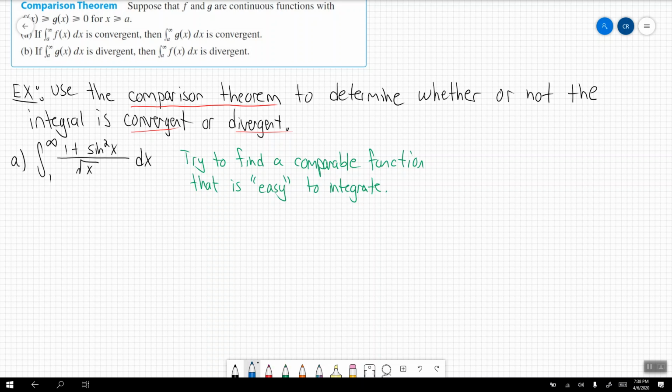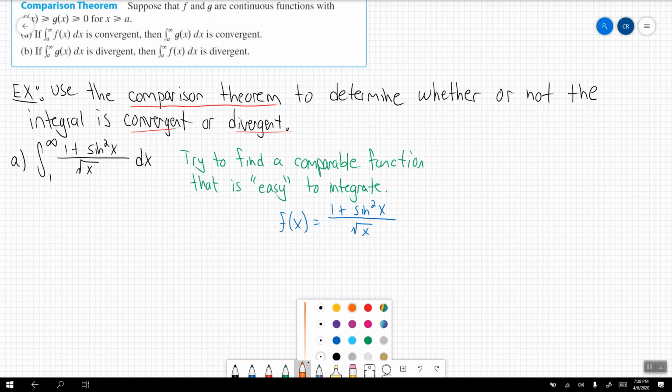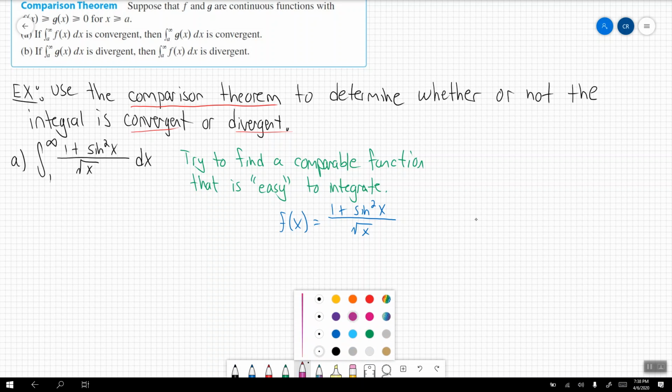So let's identify the function that we have so far. The function that we have here is 1 plus sine squared of x divided by the square root of x. Looking at this function, great. So I need to develop another function. We'll call this g of x. All right, so let's see if we can develop a function here. I'm going to say g of x.